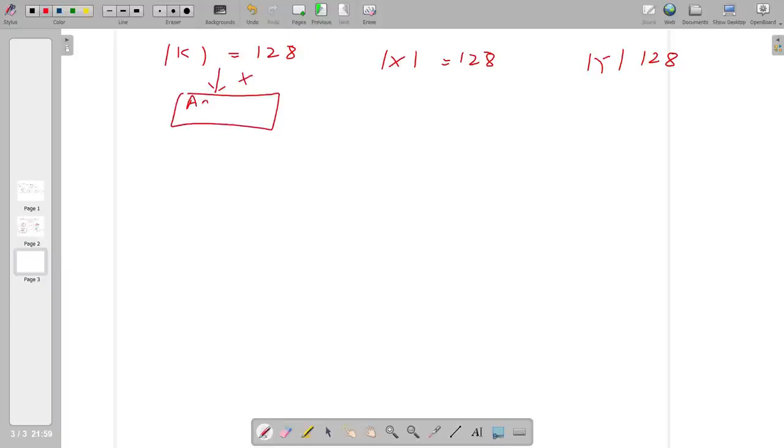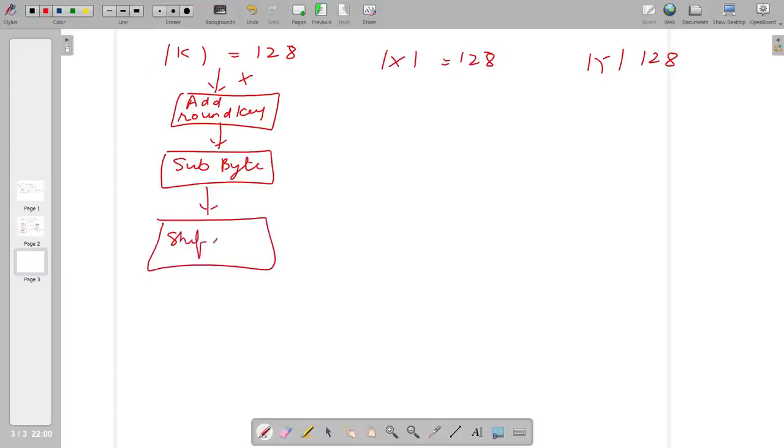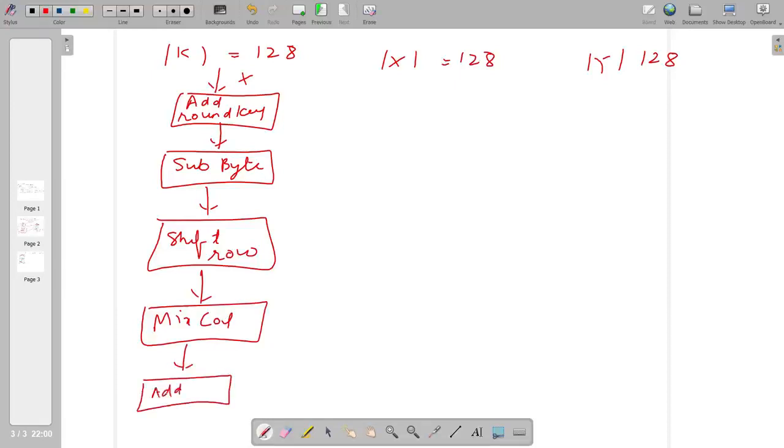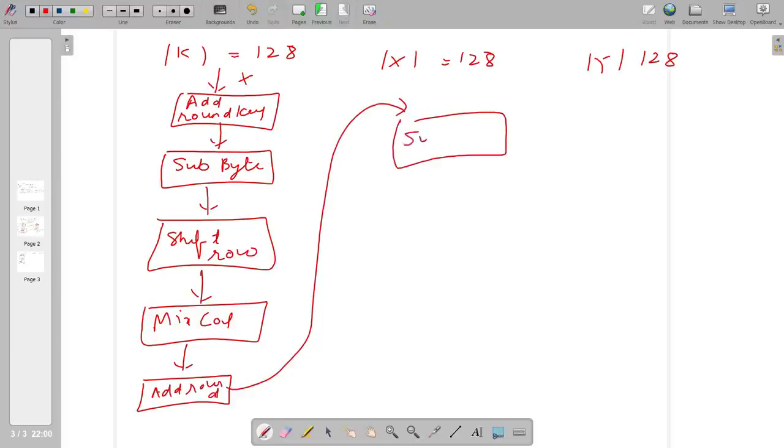X, add round key, then sub byte, then shift row, then mix column, then again add round key. So after that again we will go for sub byte. So this is typically how it runs for the 10 rounds of AES. This is a typical AES 128, the most used version, the AES 128 bit version.